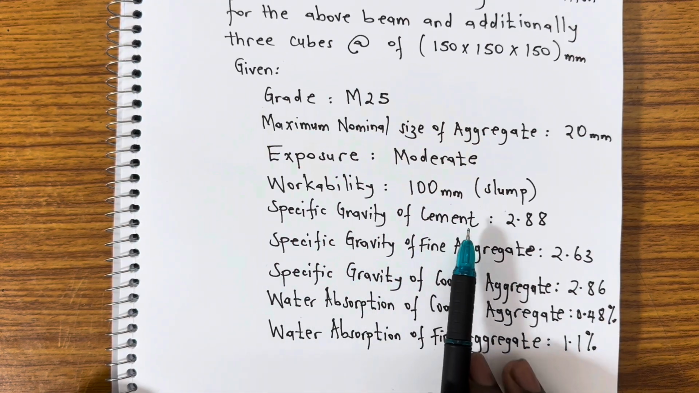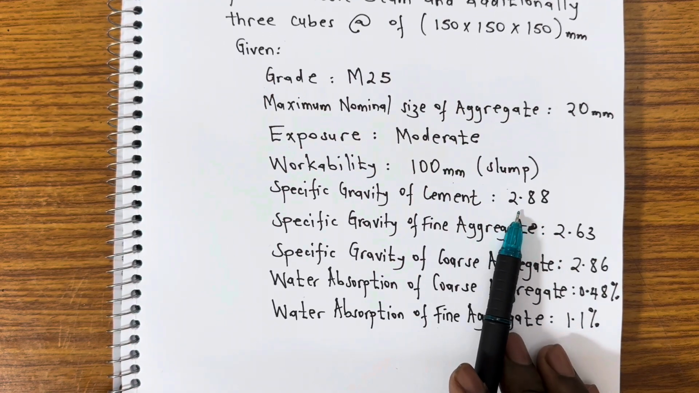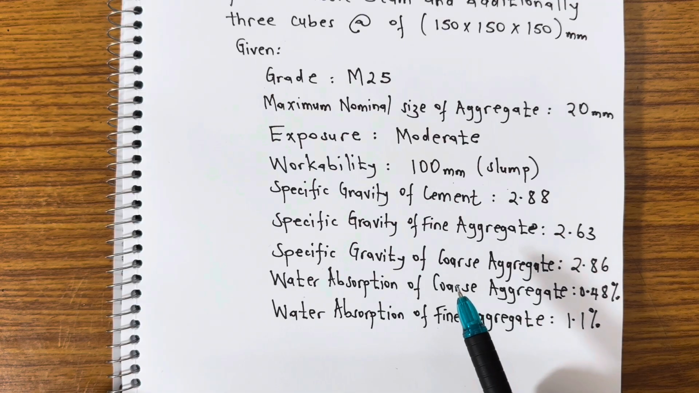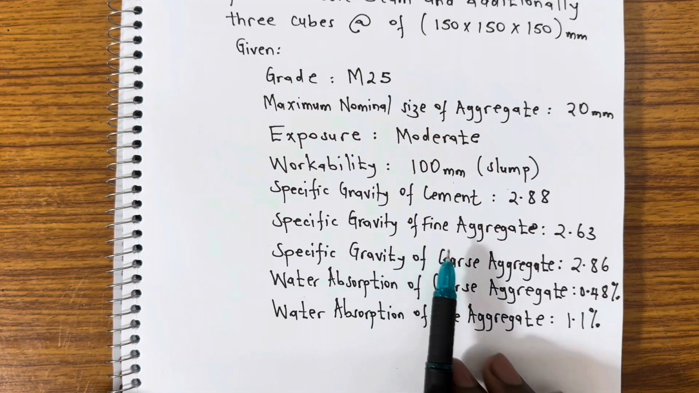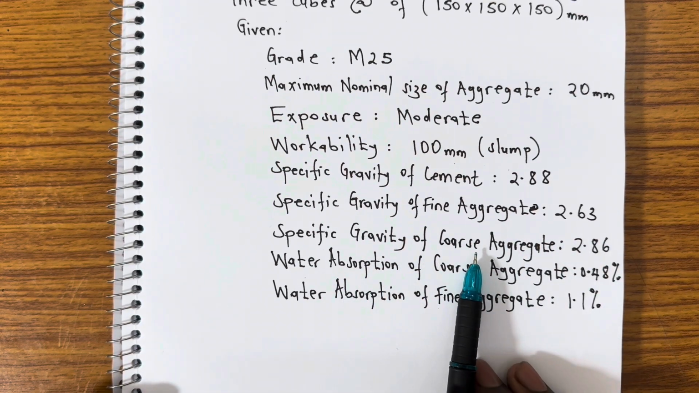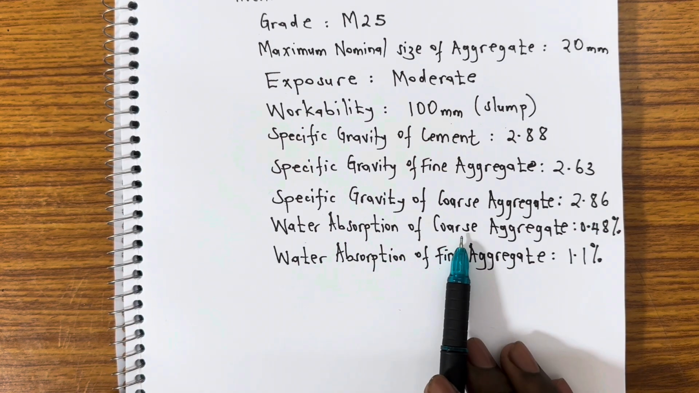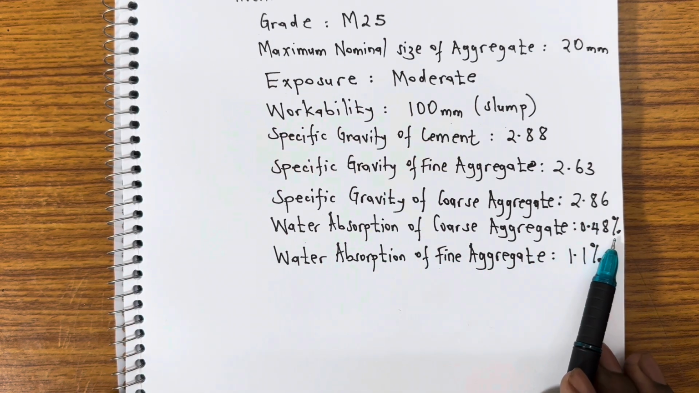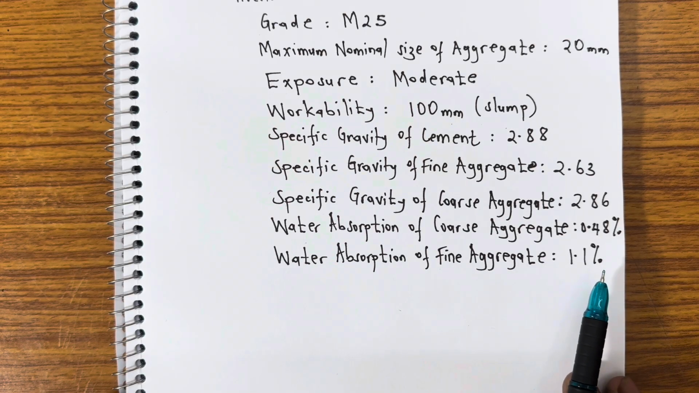The specific gravity of cement is 2.88. This is what we obtained in our lab only, so we're trying to utilize those values. We're not taking the values from anywhere else, but the experimental results we obtained from the lab. The specific gravity of fine aggregate is 2.63, and the specific gravity of coarse aggregate is 2.86. Water absorption of coarse aggregate is 0.48%, and water absorption for fine aggregate is 1.1%.